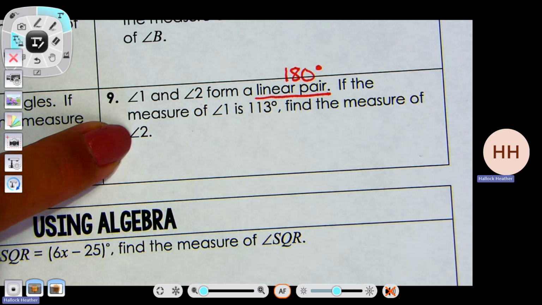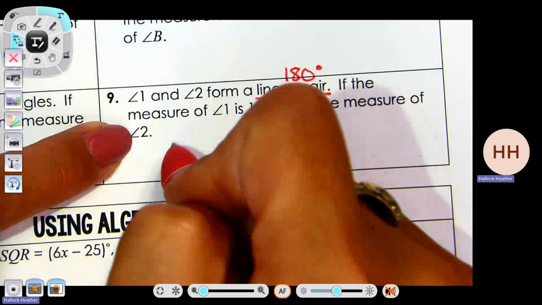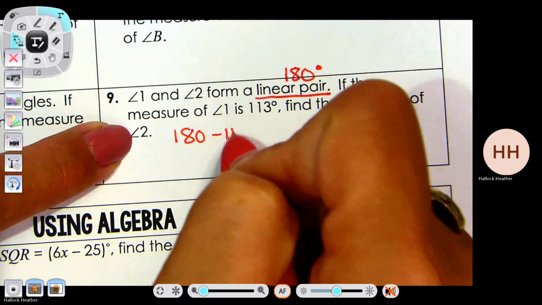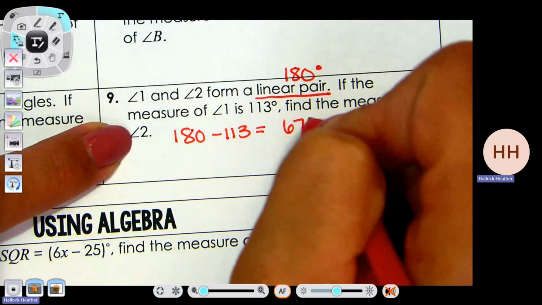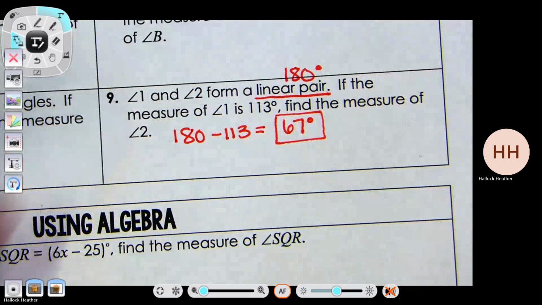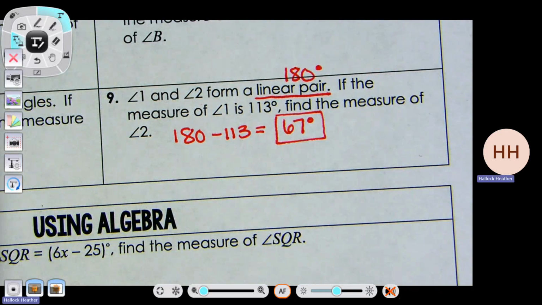Are we going to add them or are we going to subtract them? Subtract. So if I subtract them, what do I get? 67 degrees. Good. Okay. The top part is really easy. You need a calculator, but you don't need to show any work because it's just adding and subtracting. Okay. Let's go to 11, where you would actually need to show work.